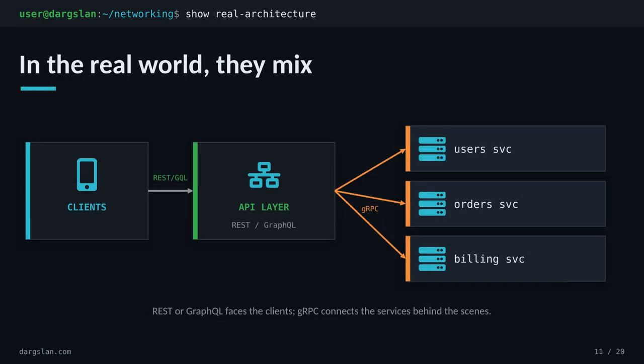And here's what that blend actually looks like in practice. Your clients, browsers, mobile apps, third-party integrations, hit an API layer speaking REST or GraphQL, because that's what plays nicely over the public internet. Behind that layer, your users, orders, and billing services chatter among themselves over gRPC, where speed and tight contracts matter more than browser friendliness. Same client-server question, just answered differently at each layer.